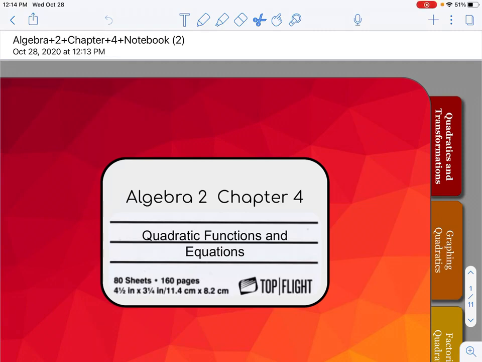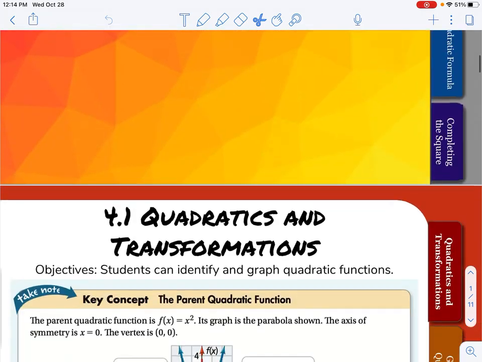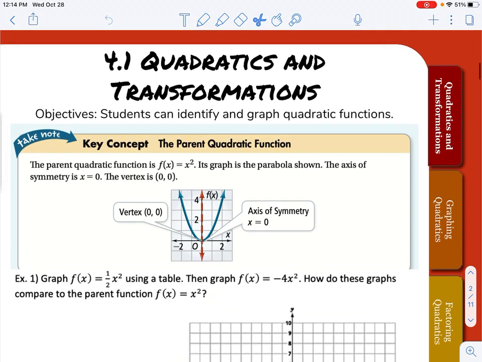Hello. Today we are starting Chapter 4, Quadratic Equations and Functions. And Lesson 4.1 is about quadratics and transformations. So your objective today is that you will be able to identify and graph quadratic functions. The key concept here is the parent quadratic function.